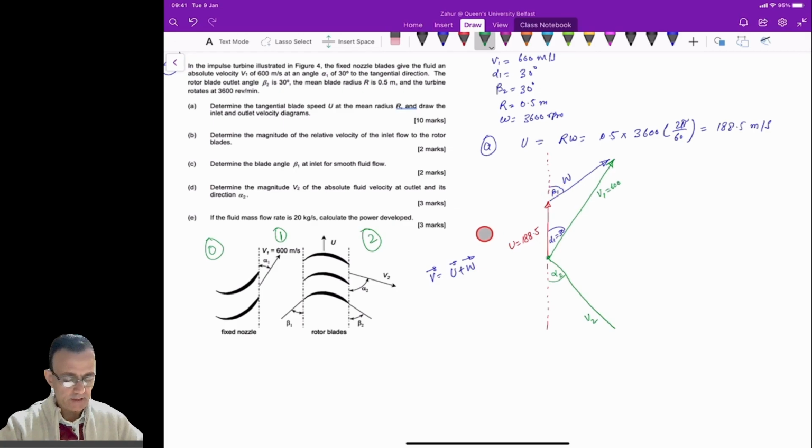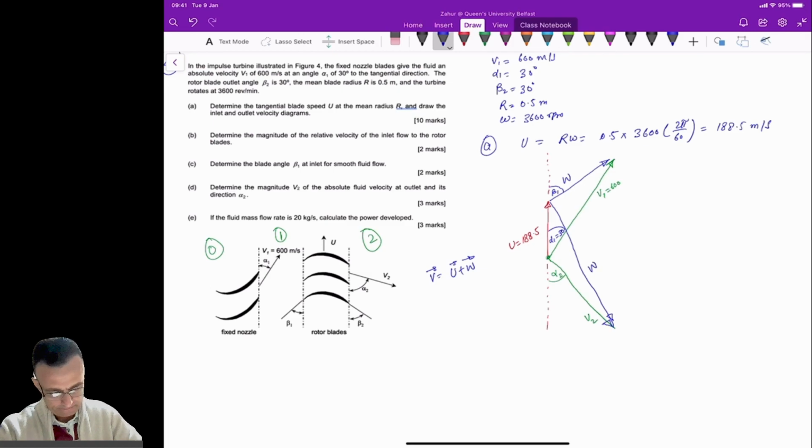And now we know that the w here, this is our w here. So this w and this w should be the same. The length of these two should be the same. Obviously this is not drawn according to scale, but this w and this w should be the same.